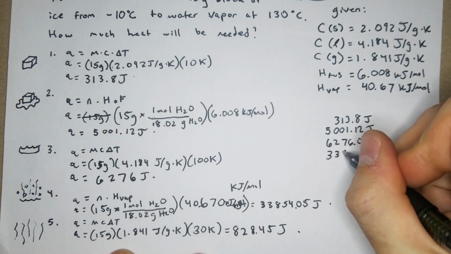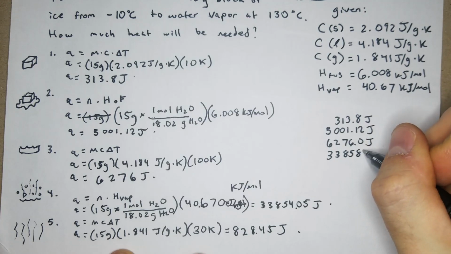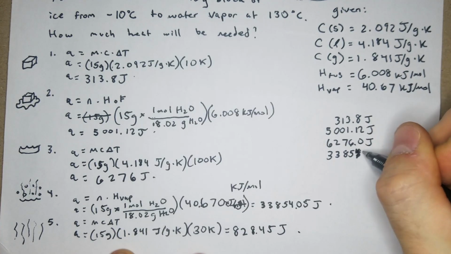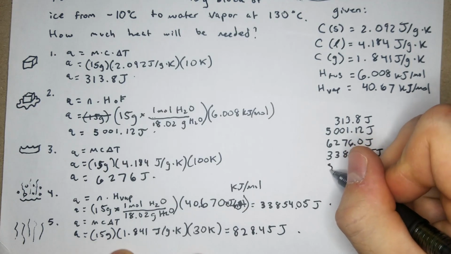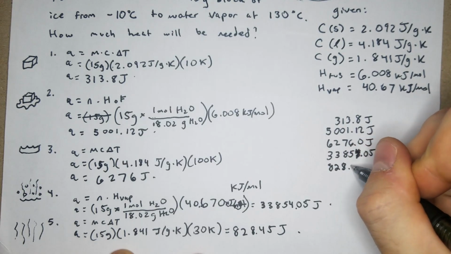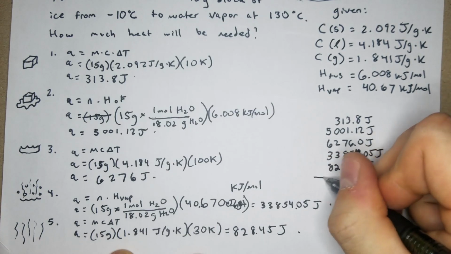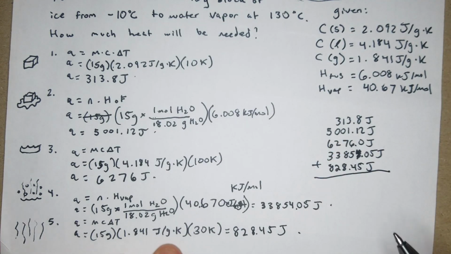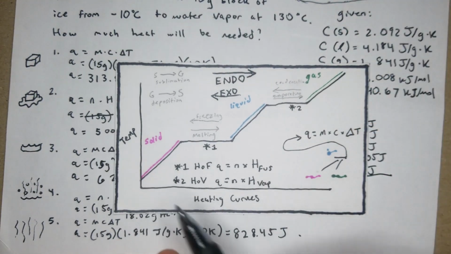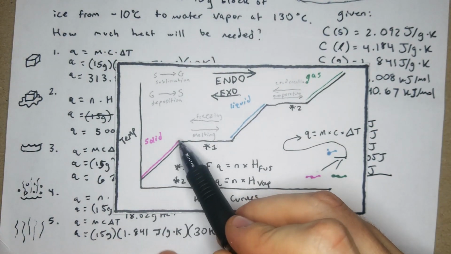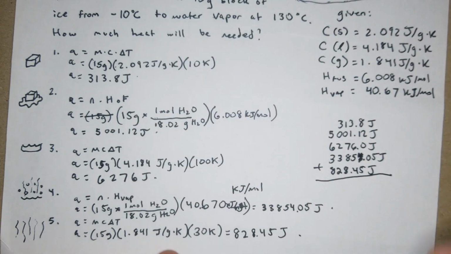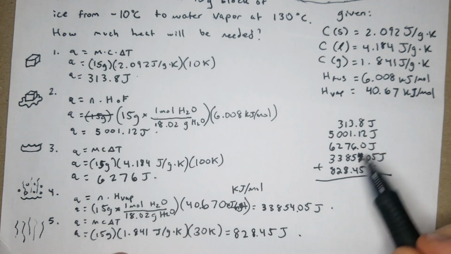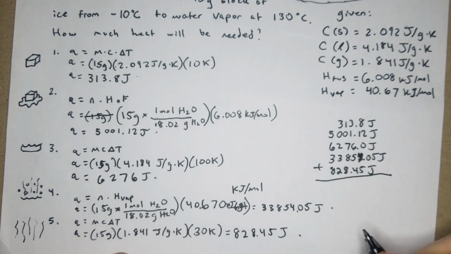And obviously my sig figs, I'm kind of all over the place, but whatever you need to make it is your prerogative. It depends on the professor, obviously. 3854.05 joules. And then finally we have 828.45 joules. We're going to add that up because that's the heat that it takes from wherever you were here to here, here to here, here to here, here to here, and finally here to here. So you have all 5 of those. And however many steps you have, that's how many calculations you should be finding the sum of.